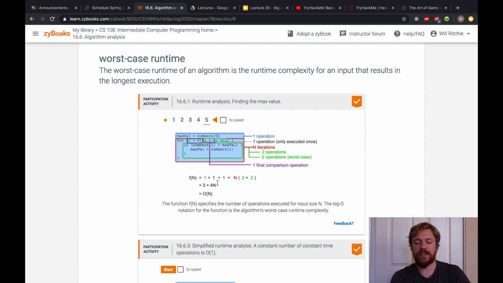And so here's the calculation, right? We have 3 plus 4 to the n, or 4n, and then we take the big O notation of this function, in which we apply rule 1, or we pick the higher order term, which is 4n, and then we strip all constants away, so we get rid of the 4, and then that's how we come to the conclusion of big O of n.